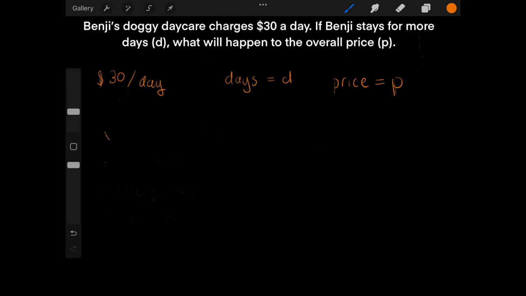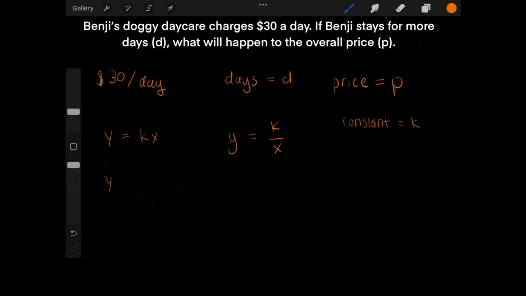So, y equals kx is direct, and y equals k over x is inverse variation. So now, let's see which one suits this problem more accurately. Well, $30 a day is our fixed rate. That number is not going to change. And remember what we said earlier, our fixed rate is called a constant. And that constant is also called k.